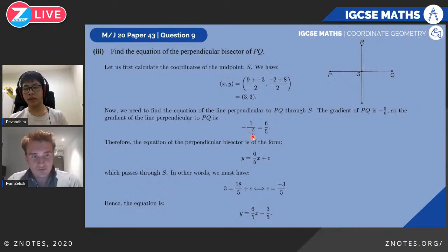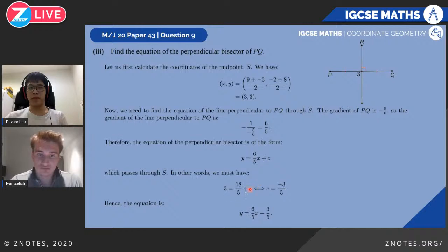So we have a gradient and we have a point. We know the equation of the perpendicular bisector is y equals 6/5 x plus c for some c that we have to find. And we know that it passes through S. So we substitute in the values for x and y as 3 and 3, and we get 3 equals 18/5 plus c. When you take that away, you get c equals -3/5. Therefore, the equation is y equals 6/5 x minus 3/5.